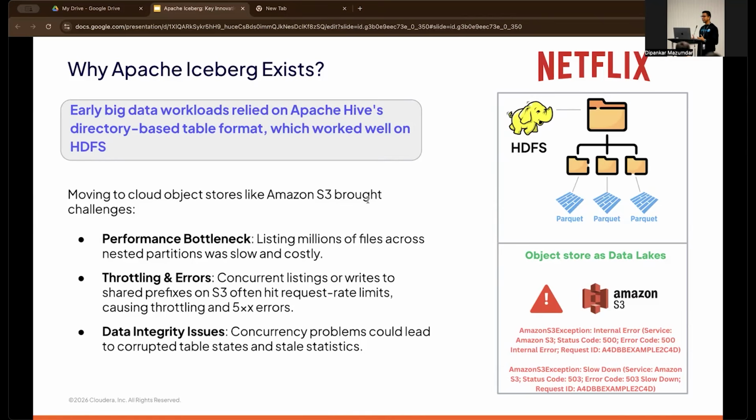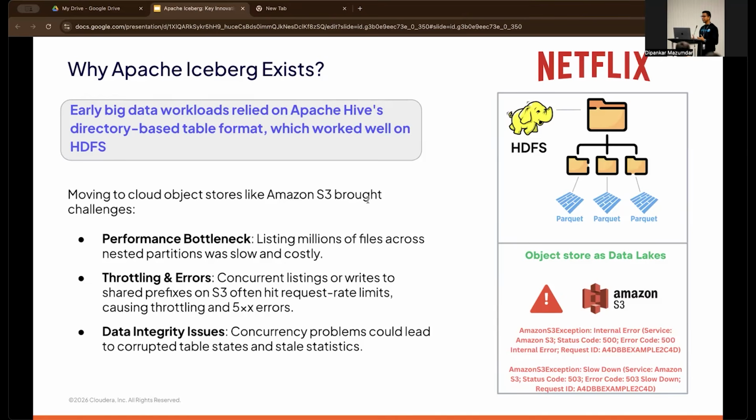Now, that design worked well at the time. Hive defined a table using a directory-based structure, partitions were mapped to folders, and there were files inside of them. On HDFS, this worked out really great. But over time, the Hive table format showed some limitations, especially at Netflix scale. And more importantly, Netflix was moving from on-premise to cloud object stores like Amazon S3.